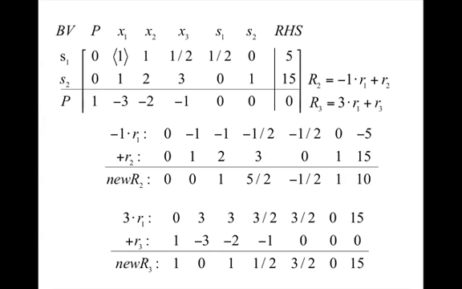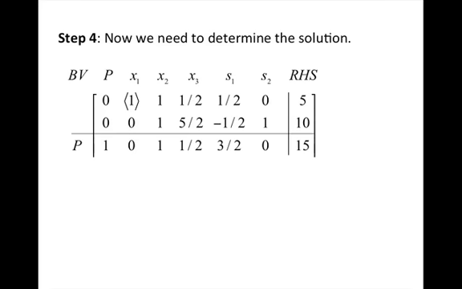So I'm going to keep row 1 the same, and I'm going to change rows 2 and 3. When we do this, I have the matrix: 0, 1, 1, 1 half, 1 half, 0, 5. And then row 2 is 0, 0, 1, 5 halves, negative 1 half, 1, 10. And then my last row is 1, 0, 1, 1 half, 3 halves, 0, 15.